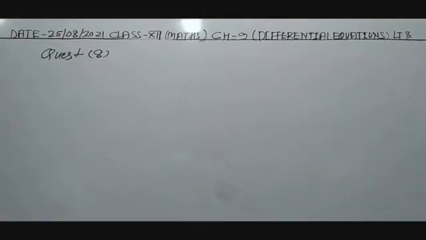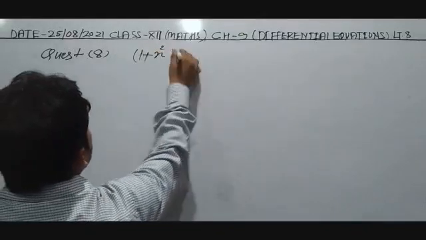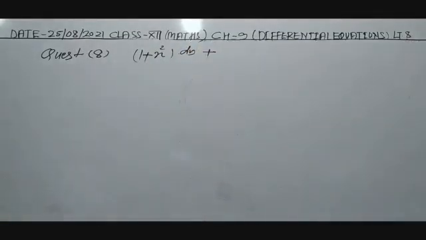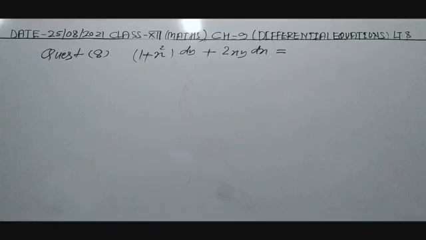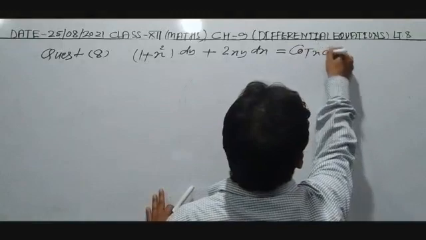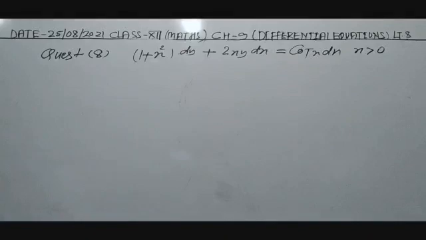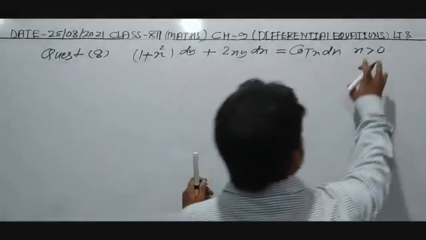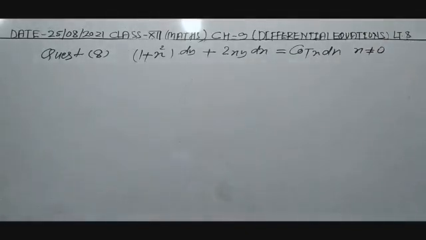Question number 8 is (1 plus x square) dy plus 2xy dx is equal to cot x dx, where x is greater than 0. This is the condition, x is not equal to 0. So this is the given differential equation and we have to find its general solution.